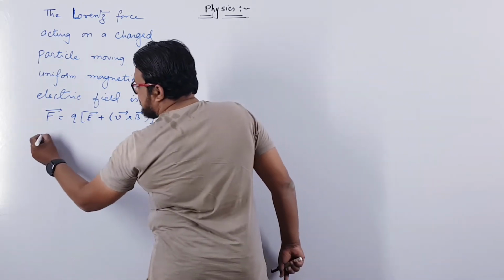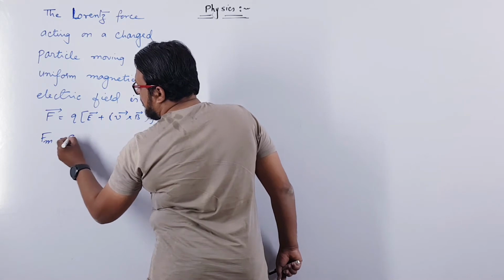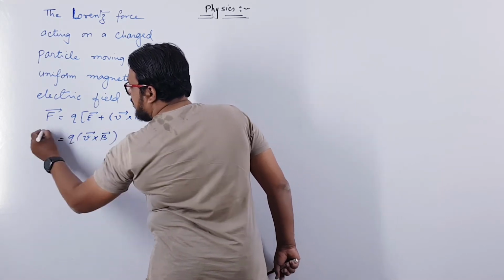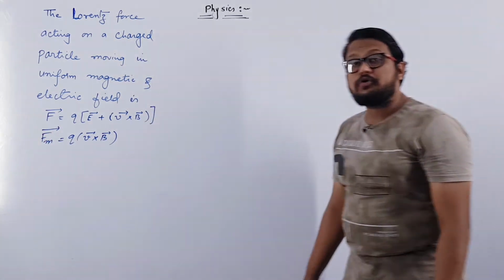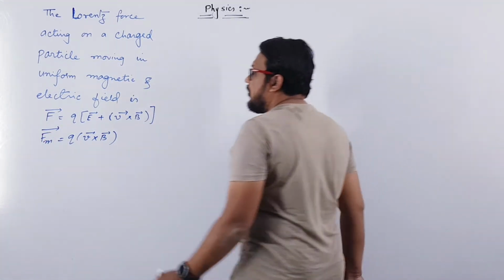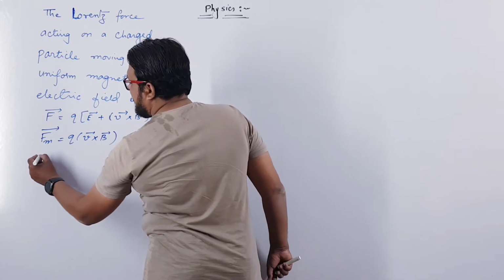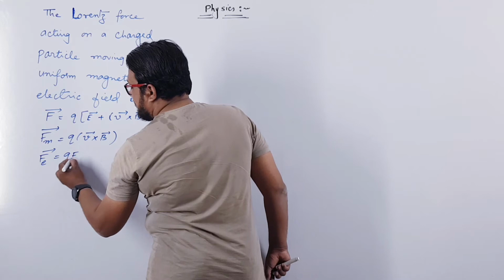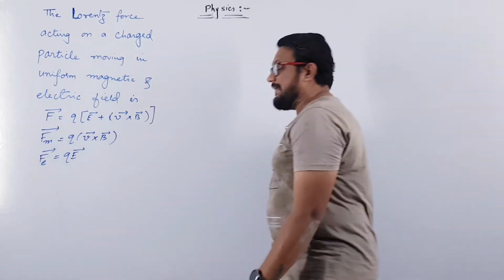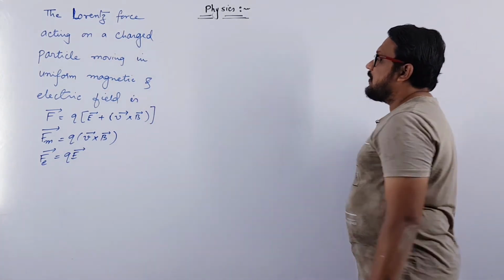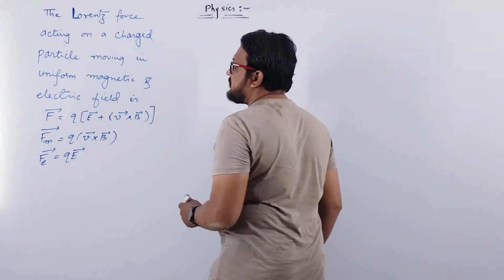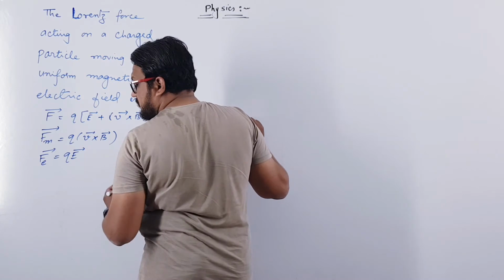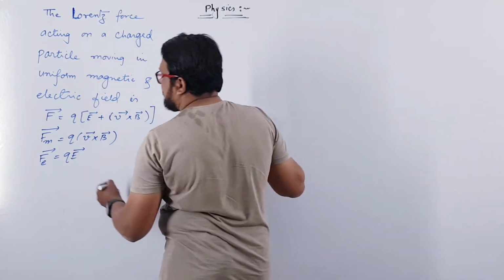This force, that is magnetic force, is Q into V cross B. The magnetic force acting on a charged particle moving in a uniform magnetic field is Fm equal to Q into V cross B. On the other hand, the electrical force acting on a charged particle moving in a uniform electric field is F equal to Q into E, right? Based on this concept, we have solved a few MCQs, as well as I think two solved examples.